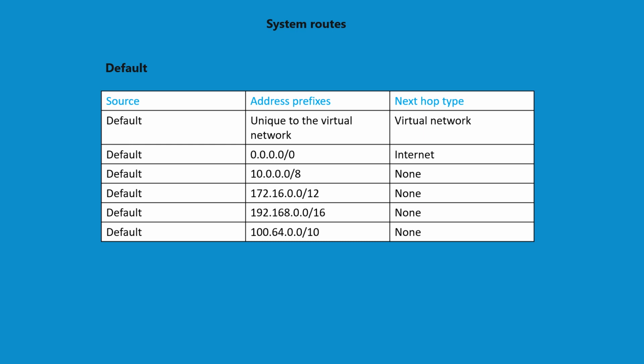Then the third option is none. Traffic routed to the none next hop type is dropped rather than routed outside the subnet. Azure automatically creates default routes for the following address prefixes, which belong to RFC 1918. So 10.0.0.0/8, 172.16.0.0/12, and 192.168.0.0/16.